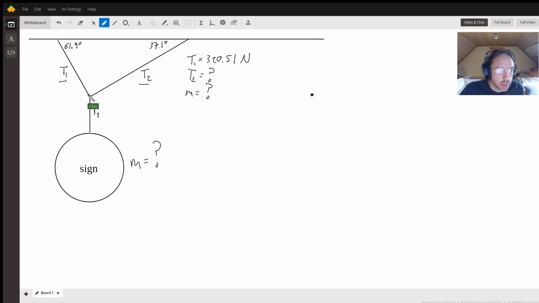So I'm going to think about all of the forces that are pulling on this point here. So we have this tension force going up and to the left is T1, and a tension force going up and to the right is T2. And then the sign is pulling down with the weight of the sign. We'll just call it T3.